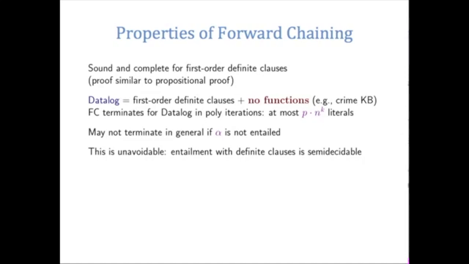The bad news is, as we saw about semi-decidable logics, forward chaining may not terminate if the sentence alpha isn't entailed by the knowledge base. And that's the unavoidable problem because entailment with definite clauses is semi-decidable.